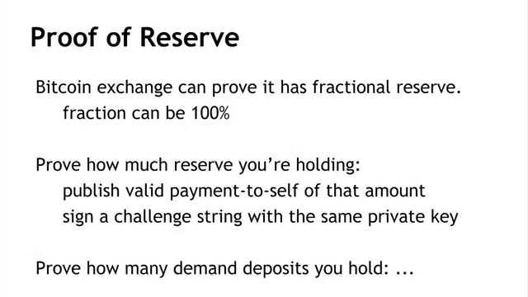One more thing to note before we go on and talk about how you prove how many demand deposits you hold, that's the tricky part, is that in proving how much reserve you're holding, you could underclaim. That is, the organization might have 150,000 Bitcoins, but choose to make a payment to self of only 100,000. And so this proof of reserve doesn't prove that this is all you have, but it proves that you have at least that much. Okay.